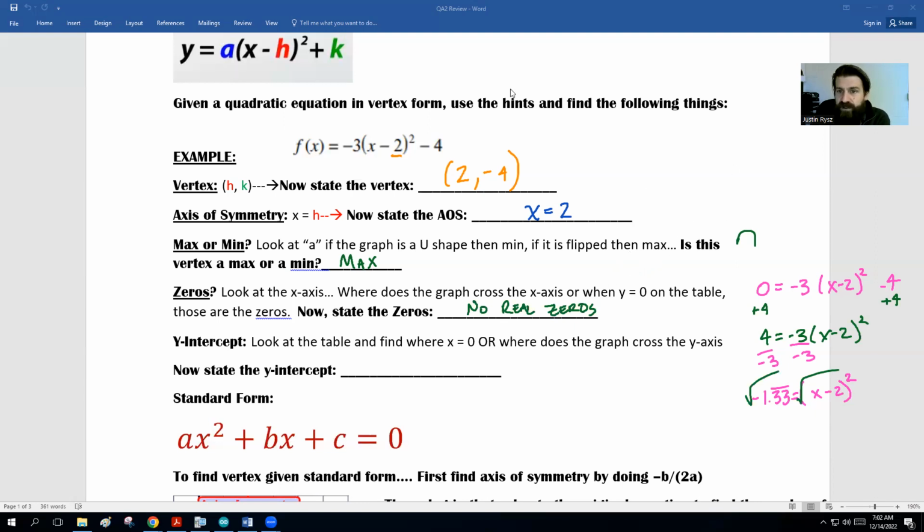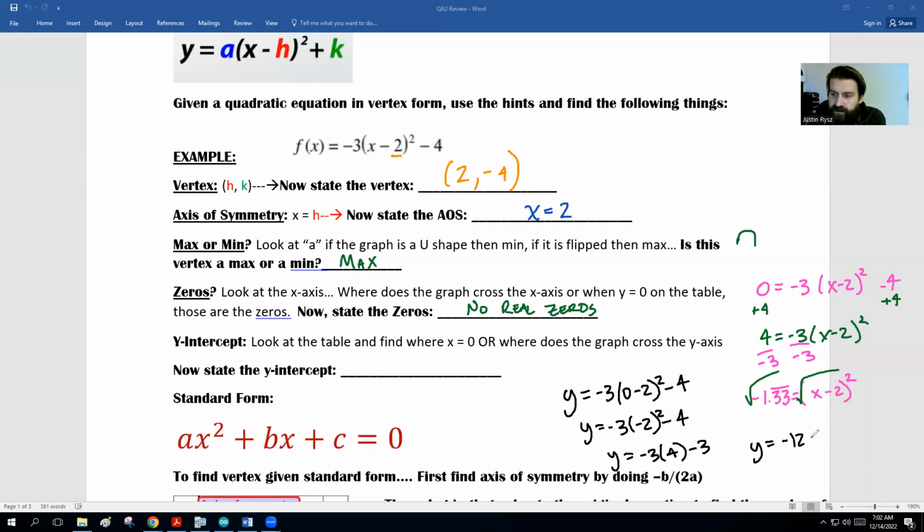The y-intercept, though, we can figure out. There will always be a y-intercept. The y-intercept is when x equals 0. So you're going to take your equation here and just plug in 0 for x and solve. So we got 0 minus 2 is -2. Then you have to square the -2, which would be +4. Then you're going to times that by -3, that's -12. And then minus 4 at the end, that's -16. So the y-intercept is at (0, -16). You can always use Desmos to figure this out.